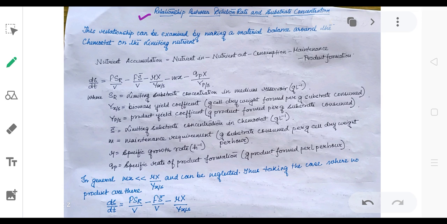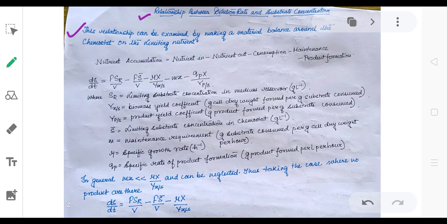substrate concentration. We have already completed the relationship between the dilution rate and the cell concentration, that is, how the cell concentration varies with the dilution rate. And you know that the critical dilution, that is the lowest dilution at which the first washout occurs, has also been discussed. So the first important point is that the relationship can be explained by making a material balance around the chemostat on the limiting nutrient.